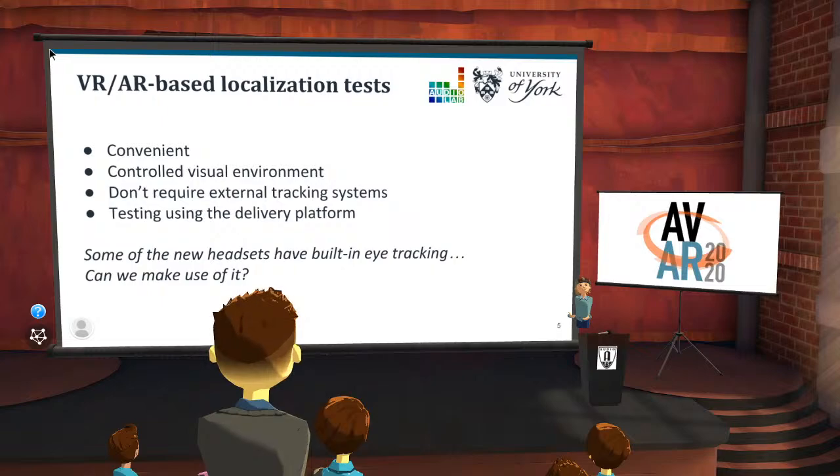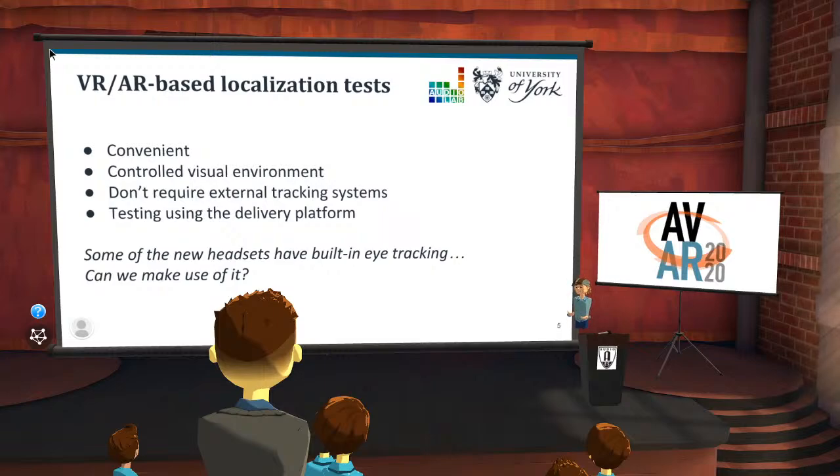And another group of tests, a subgroup, is the tests run using a VR or augmented reality headset. So these tests are quite convenient to prepare. We can provide a controlled visual environment. And because the headsets have their motion tracking built in, we don't need to use external tracking systems. And sometimes we can even test using the delivery platform. For example, in immersive streaming, we can test using 360 video playback, or we can test auditory localization performance in VR gaming. And some of the new headsets have built-in eye tracking capabilities.